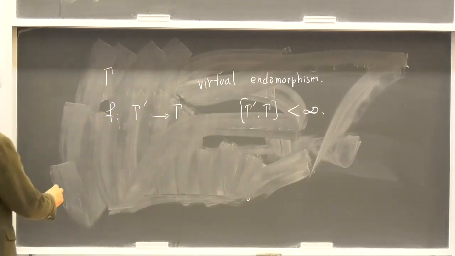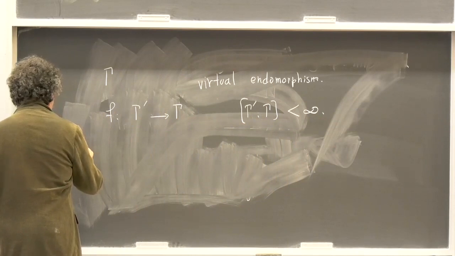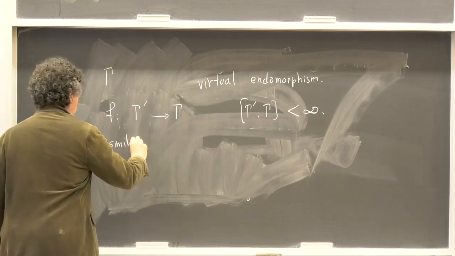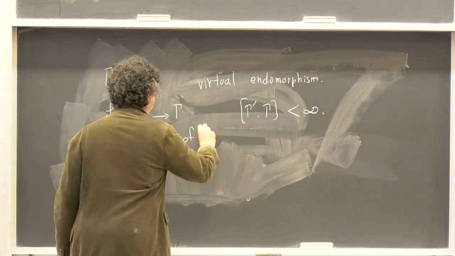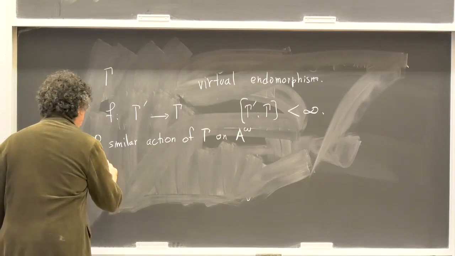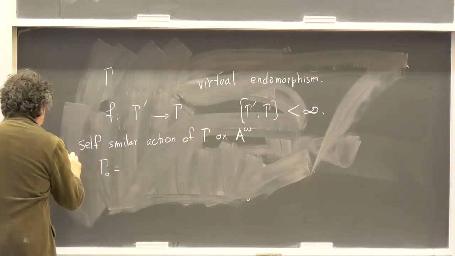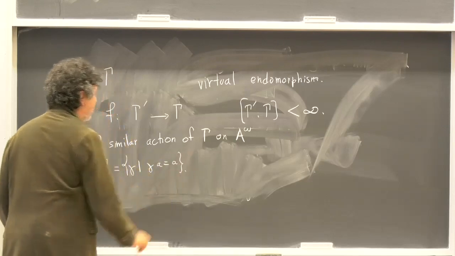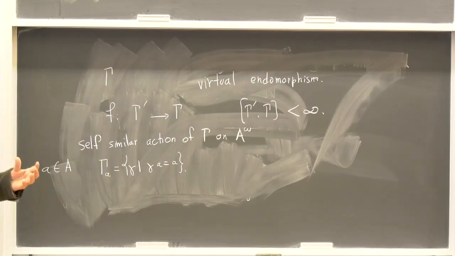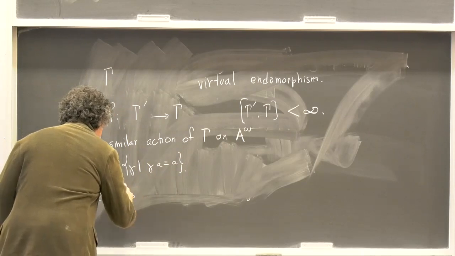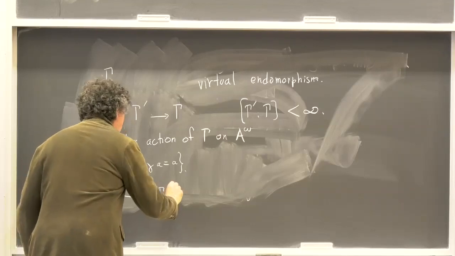And if you have, how it is called, a self-similar action of gamma on A omega, then you can define gamma A, the set of all gamma such that gamma of A equal A, where A is in the alphabet. You should notice that since gamma acts on A omega, indeed it acts on the set of alphabet. And this is a subgroup. And now the map G in gamma A to GA in gamma is a group morphism.